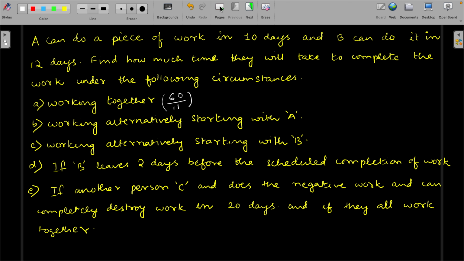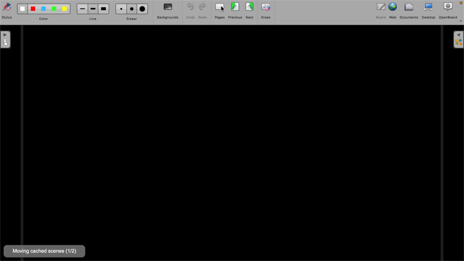Now let us try to solve the second question. What is the second question? Working alternatively starting with A. So let's get into the problem. Working alternatively means the work will be started by A and he will do it for one day. Then the next day B will do, and the next day A will do, and the next day B will do. This will continue until the work gets completed.